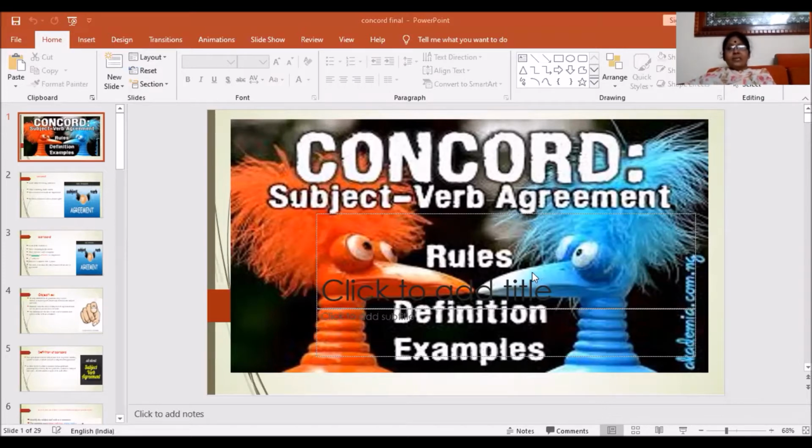Today's session is on CONCORD, Subject-Verb Agreement for Semester 3, prescribed by Osmania University. Now let us start with this example.